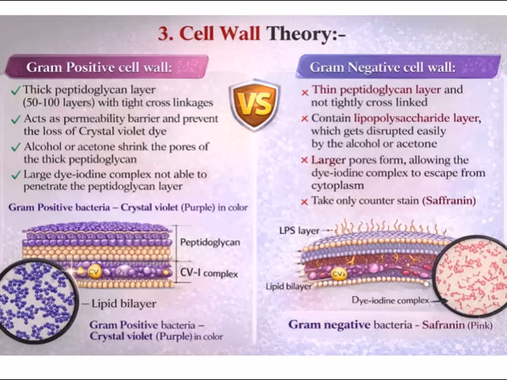The gram-negative cell wall has a thin peptidoglycan layer, high lipid content, presence of lipopolysaccharide, an outer membrane, and a loosely cross-linked structure. Alcohol or acetone dissolves the lipid-rich outer membrane. This creates large pores in the cell wall. The crystal violet iodine complex escapes easily from the cytoplasm. Cells become colorless and later take up the counterstain safranin.